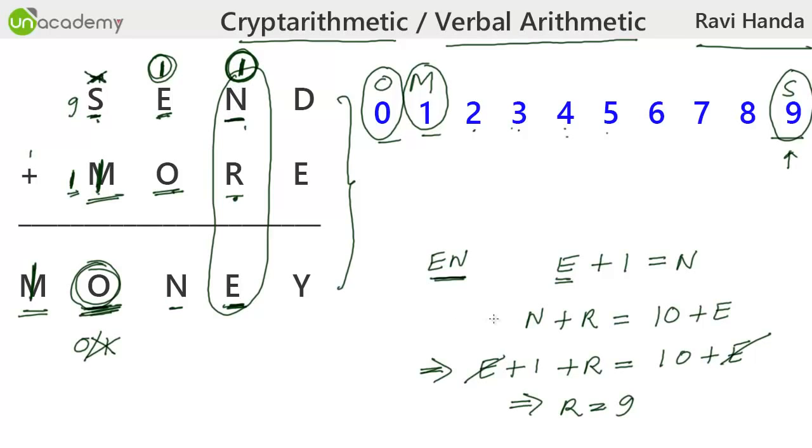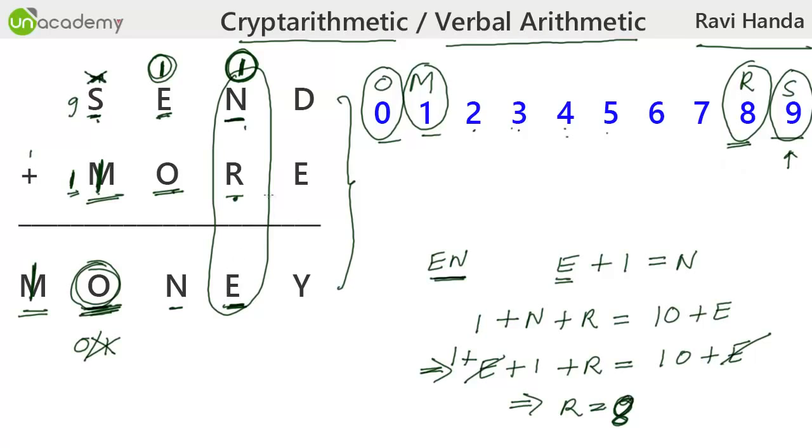The equation that I should have written is not n plus r equal to 10 plus e, but 1 plus n plus r should be equal to 10 plus e, which will give me the equation as 1 plus e plus 1 plus r equal to 10, and that leads to the value of r as 8. So this is the only value possible. Now I also have the value of r as 8.